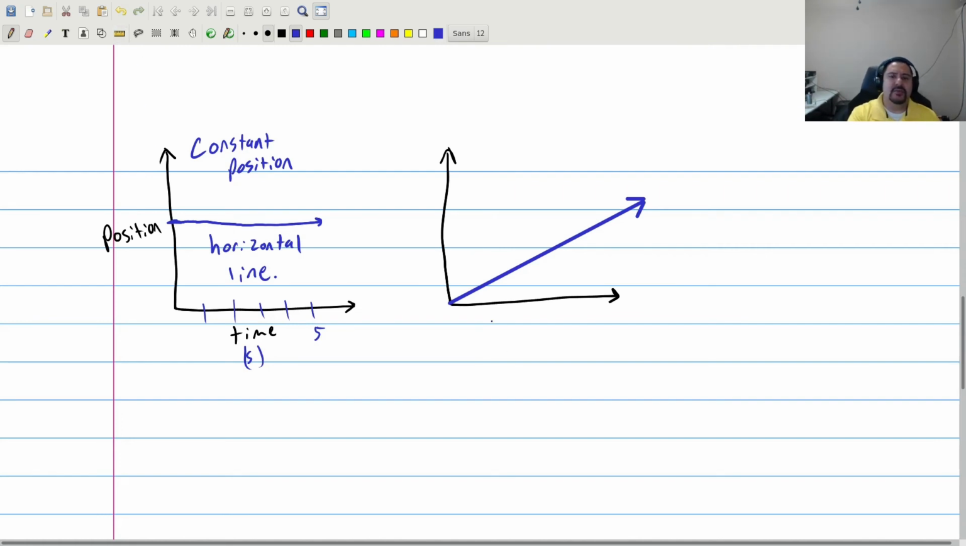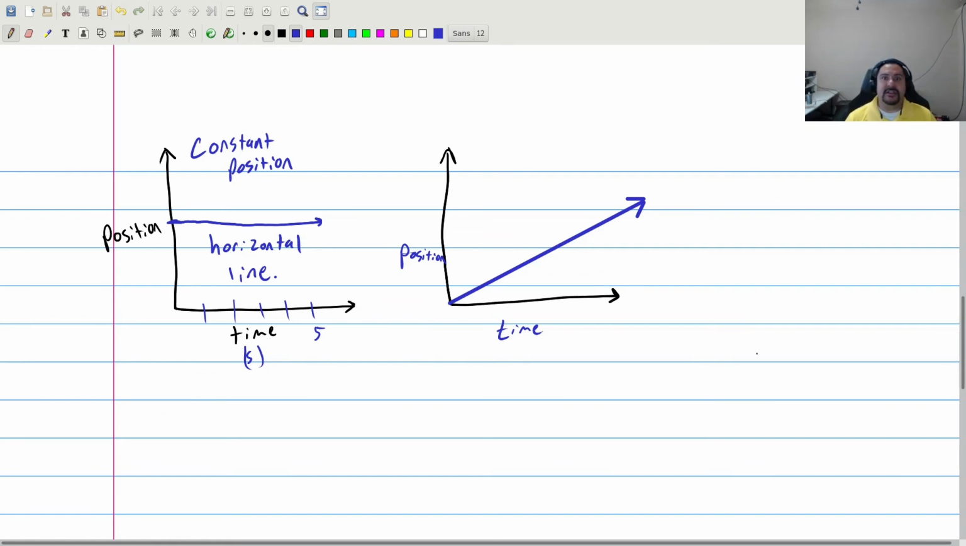Suppose I should be a little bit more careful here. This is time. This is position. And our object is increasing its position as time goes on. It's moving along the meter stick, and the numbers are getting higher and higher and higher as it goes.